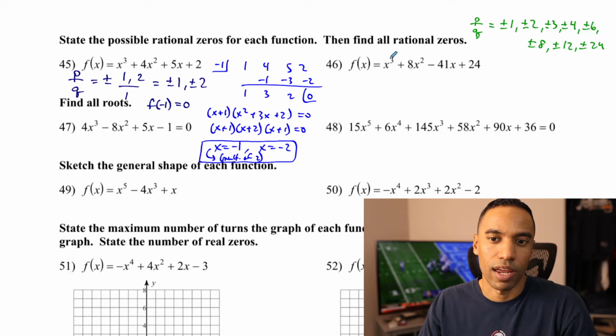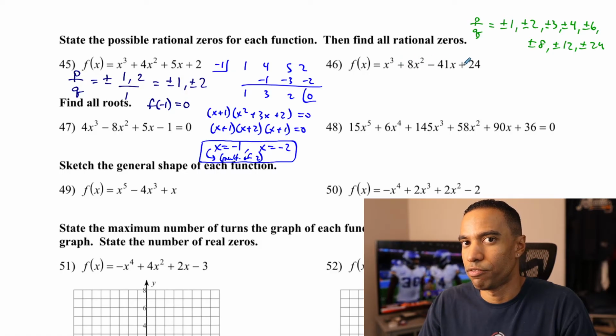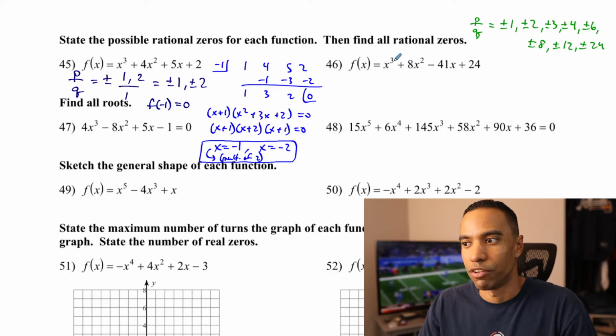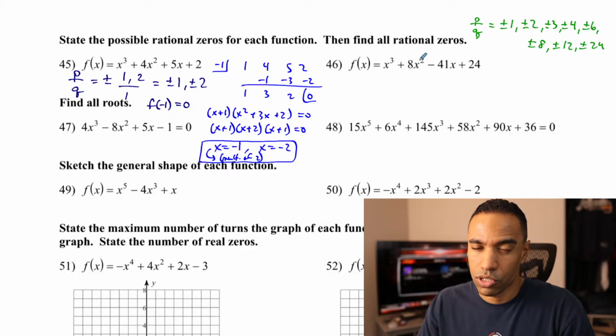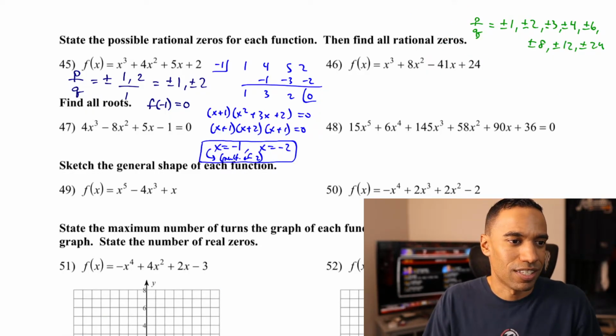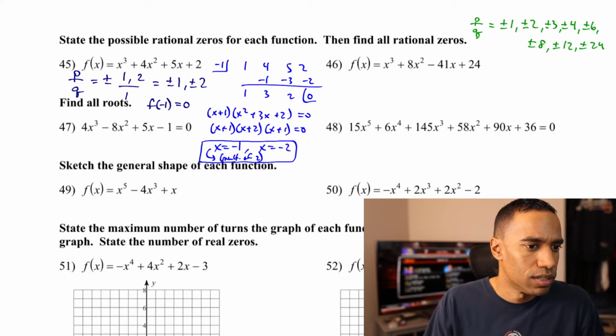This is where if too many don't work, I'm just going to use the calculator. 1 plus 8 plus 24 is 33 minus 41. Doesn't work. 2. Oh, negative 1. I don't think negative 1 will work. 2. 8 plus 32, that doesn't work. 3. Okay, I'm going to use the calculator, let me plug it in. It didn't seem slow for me to plug it in last time, so let me just type it in. So x cubed plus 8x squared minus 41x plus 24.